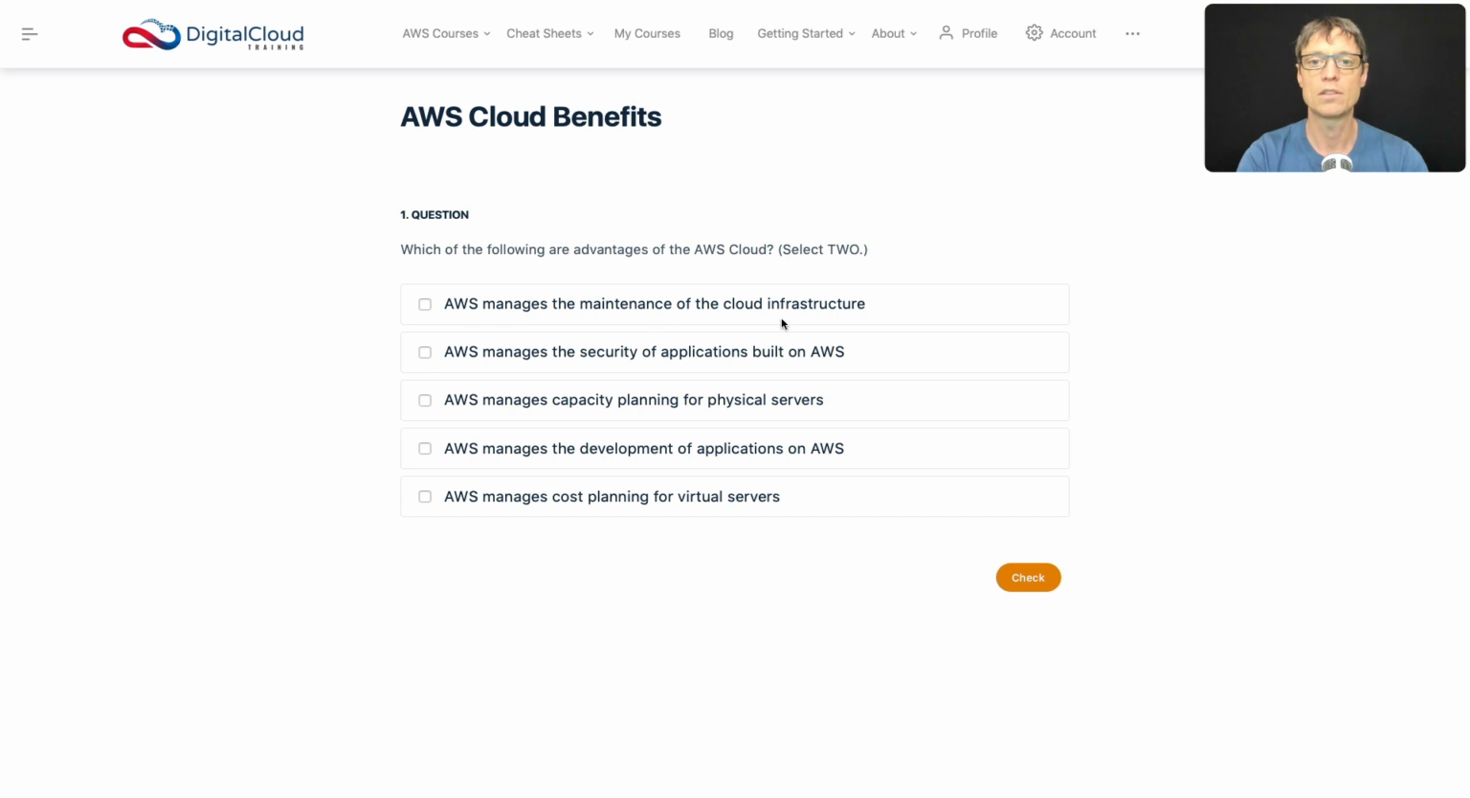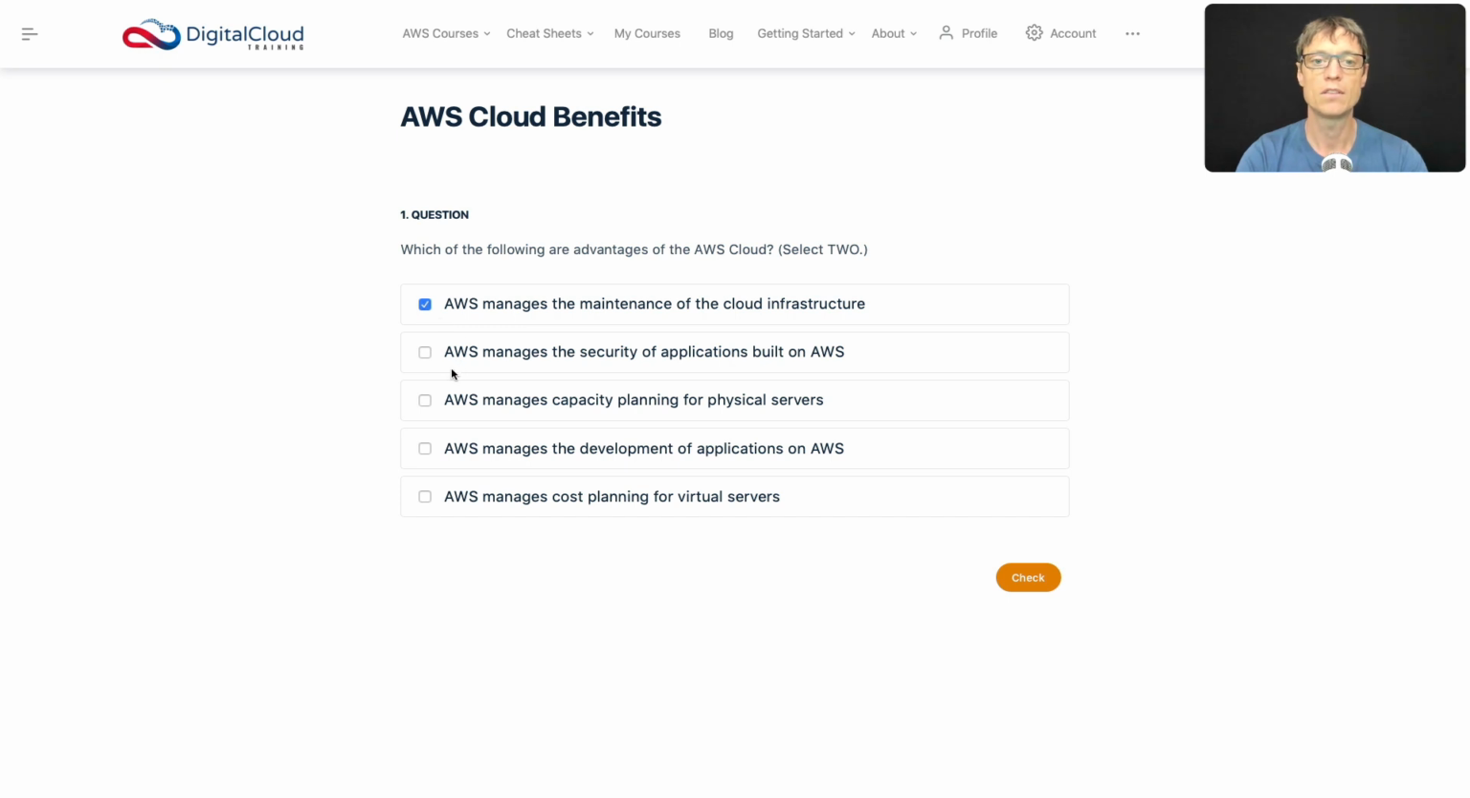AWS manages the maintenance of the cloud infrastructure. Well, that makes sense because yes, AWS do. They manage the data center. They manage the physical storage, compute, and networking systems. And they provide that to you then as a service where you can deploy higher level services. So I like that one as a good option.